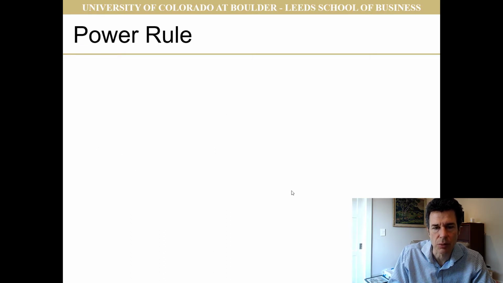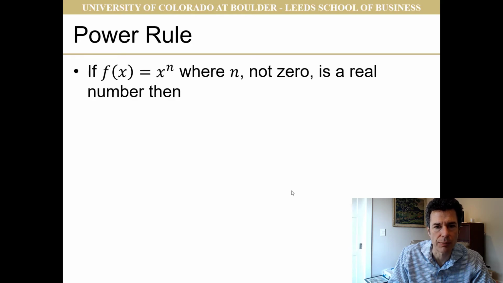The next rule, really important rule, is the power rule. So if f of x equals x to the n, where n is some real number, it's not 0. Again, if n were 0, then that's x to the 0, which is just 1, which is a constant. So we know how to take that derivative. Then f prime of x, the derivative, is n times x to the power n minus 1. So you take the exponent, bring it down in front, multiply it by the exponent, and then subtract 1 from that power.